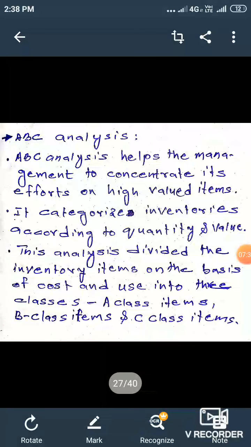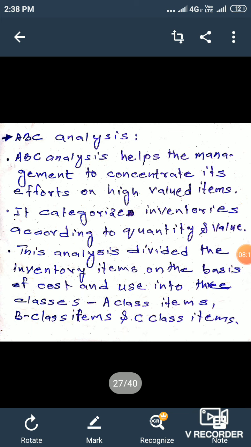Next, ABC analysis. We will go into detail about ABC analysis. This is an important analytical tool used in inventory control. This helps the management to concentrate efforts on high valued items. This saves time, reduces clerical cost, etc.